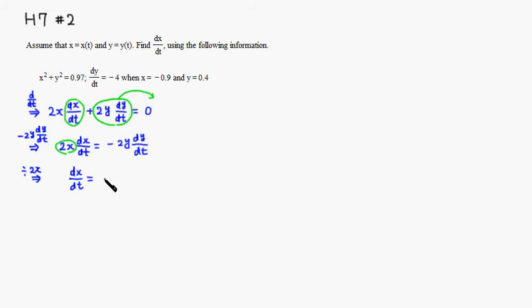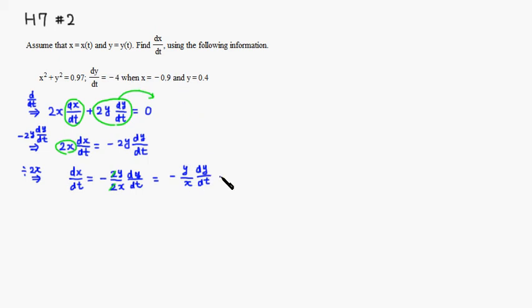Then you have negative 2y dy over dt divided by 2x. The 2's cancel out, so what you get is simply negative y over x times dy over dt. Then we can just plug in the given numbers.